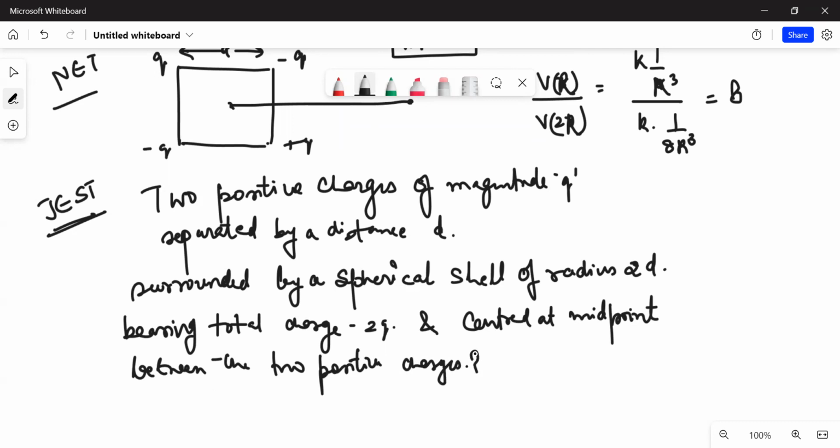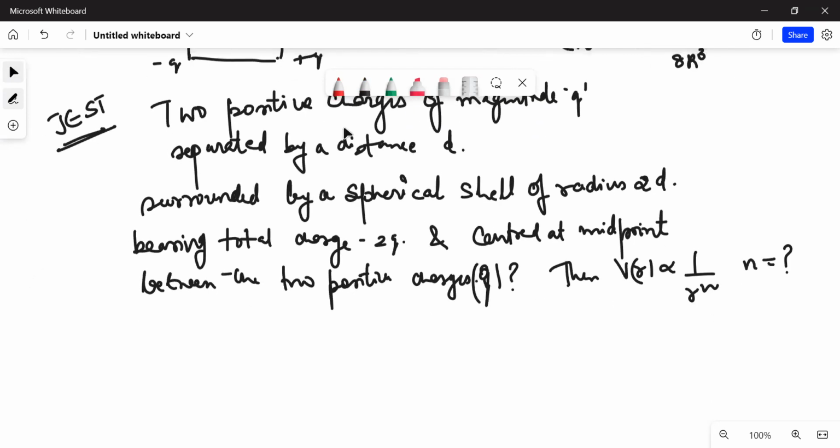So what does it say? Positive charges Q. Then potential as a function of R is dependent upon R to the power n. Then what is the value of n? So obviously this was not asked. I'm just giving you an idea of what actually was asked. So what does it say?